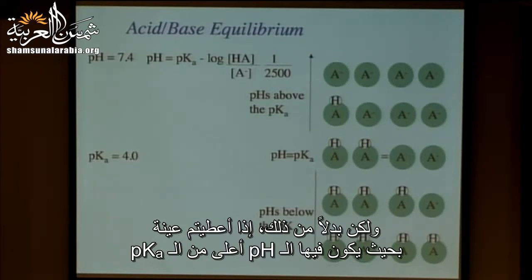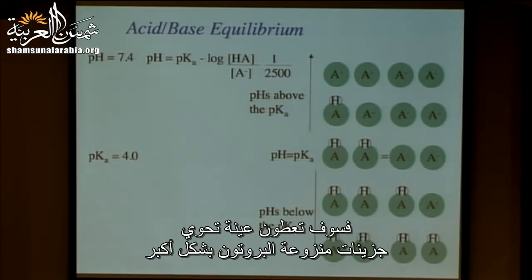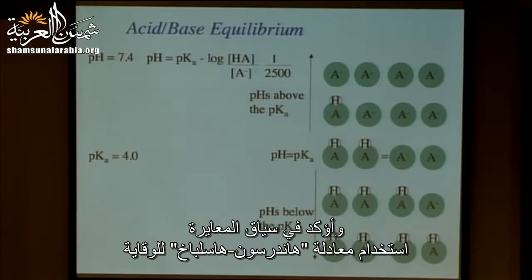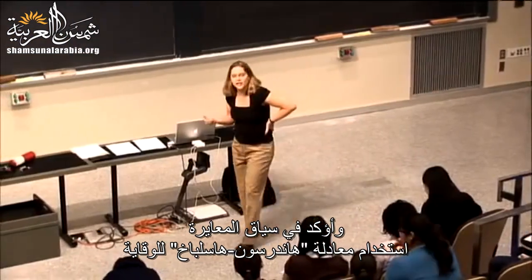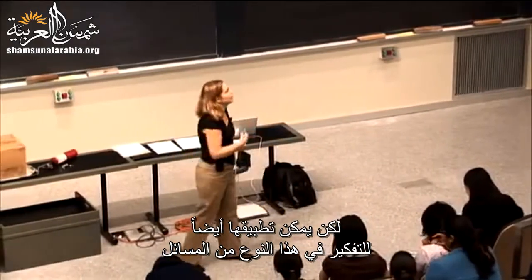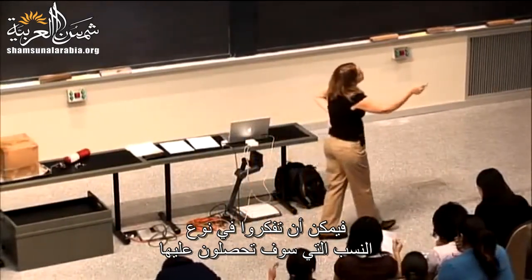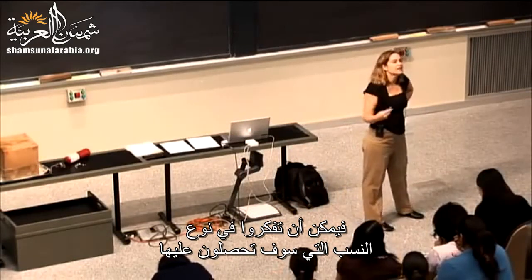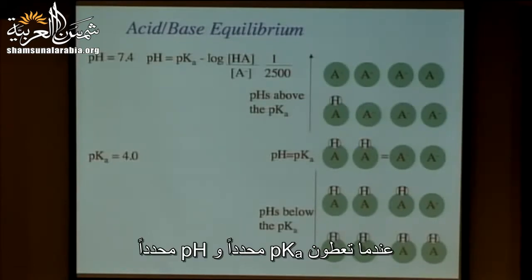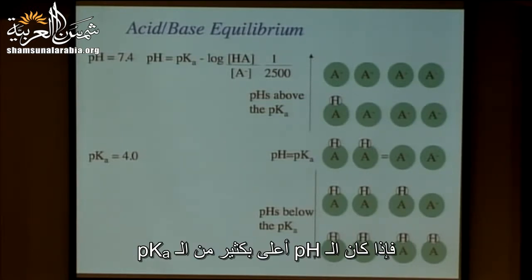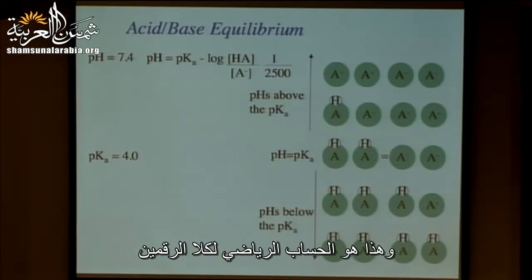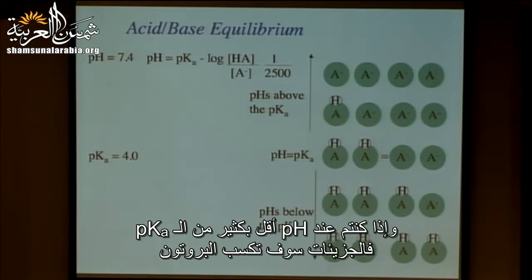But instead, if you gave a sample where the pH is much above the pKa, then you are going to be giving them a sample that's mostly deprotonated. And I emphasized using Henderson-Hasselbalch for buffers in terms of titrations, but it also can be applied to thinking about this type of problem. You can think about what ratio of protonated to deprotonated you are going to get given a particular pKa and a particular pH. If the pH is very far above the pKa, then you're going to be largely deprotonated. And here's the math for these two numbers. If you're at a pH that's really below the pKa, then your molecules are going to be protonated.